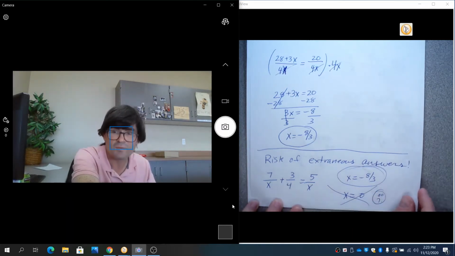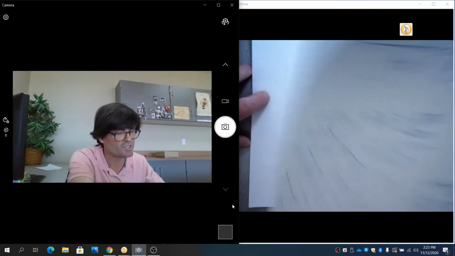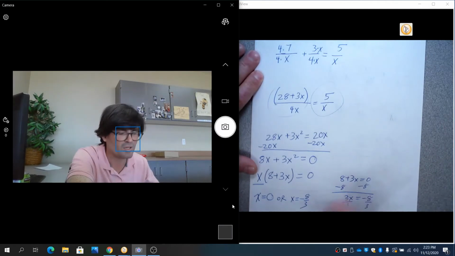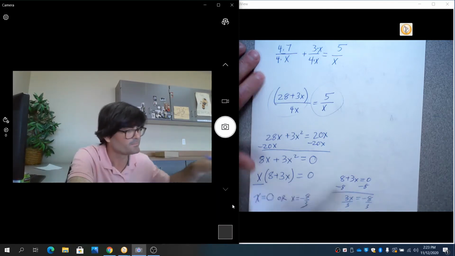With rational equations, whenever you create a quadratic when there wasn't one to start with, there's a high risk of extraneous answers. So that's one downside of using cross multiplication. Let's try another one.